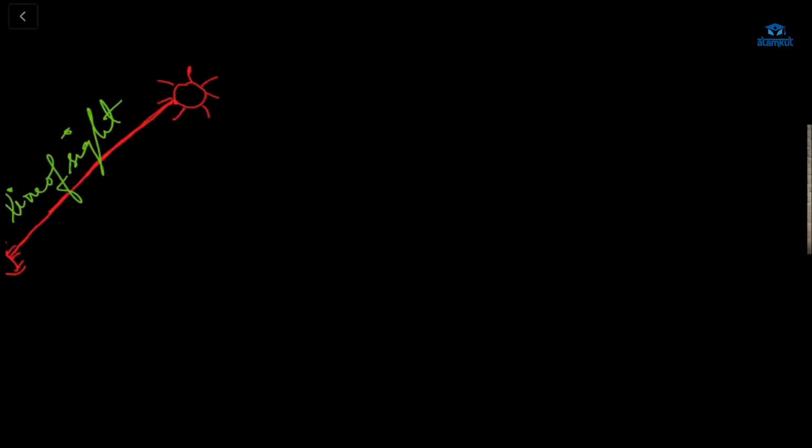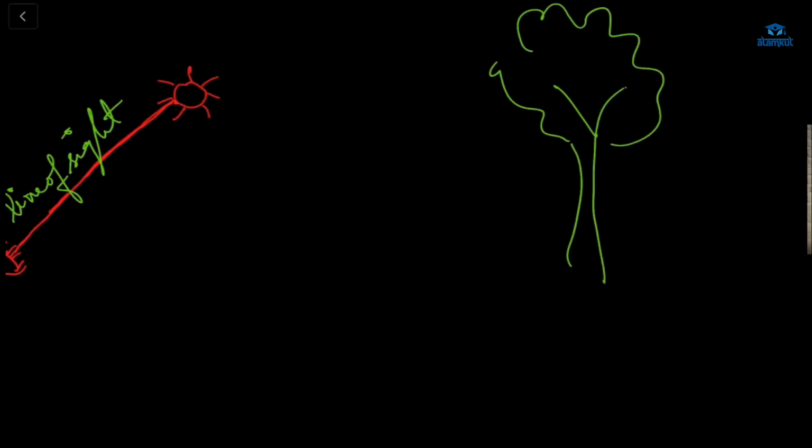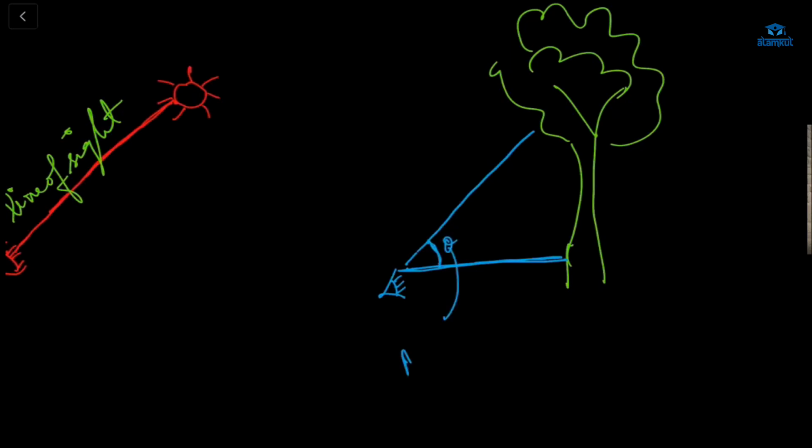For example, there is a tree and you are on the ground watching this tree. In which way do you watch? You have to elevate your eyes, you look upward. From the ground there is a horizontal line. The angle made between the horizontal and your line of sight is called the angle of elevation, theta. This theta is called the angle of elevation.